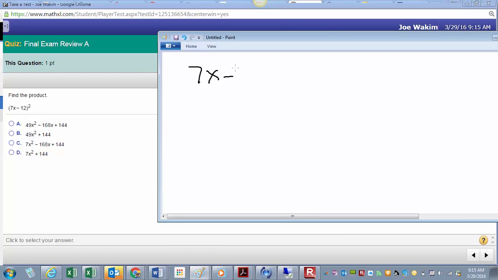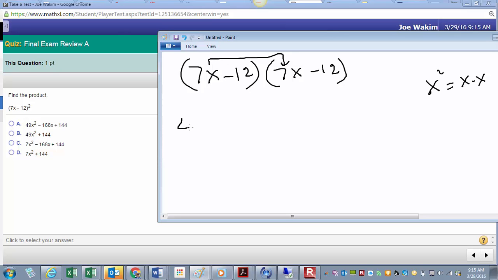When you square something, you got to multiply it by itself, right? If you square x, if you have x squared, this is x times x. In this case, you're squaring this, so you have to multiply it by itself. So 7 times 7, 49. X times x, x squared.